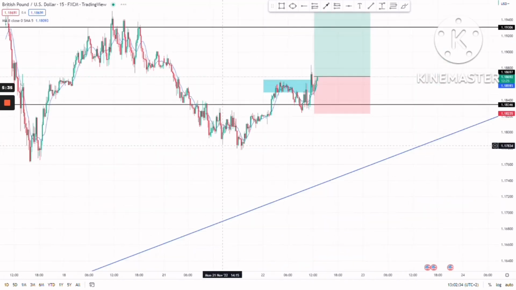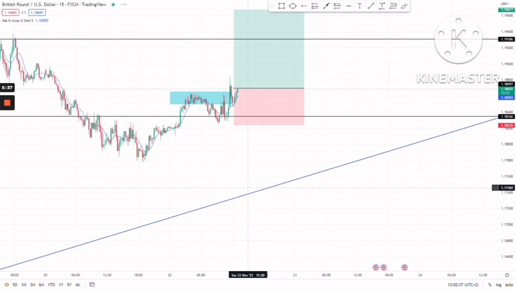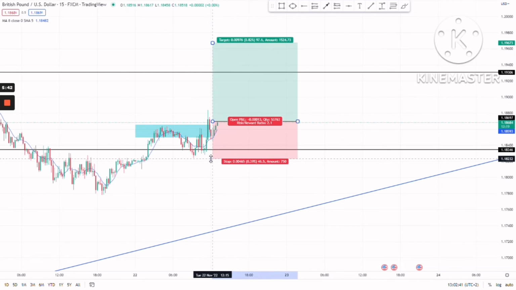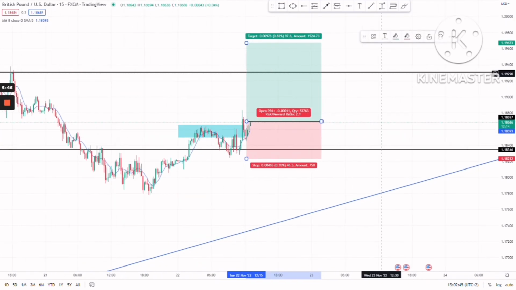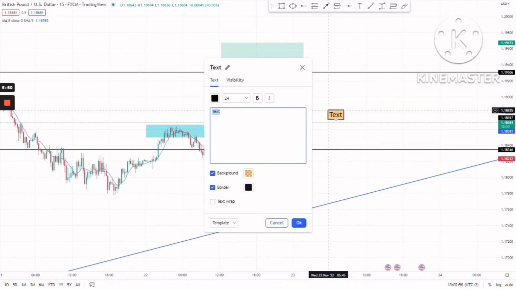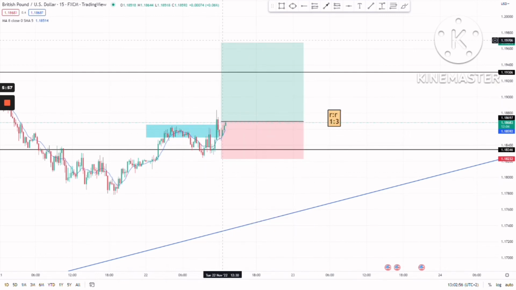That is how I look for entries. That is how I actually place my trades. My stop loss will always be below the previous low according to structure, which is also something that many traders don't do. I also use a risk to reward ratio of 1:3, as you can see with this trade.